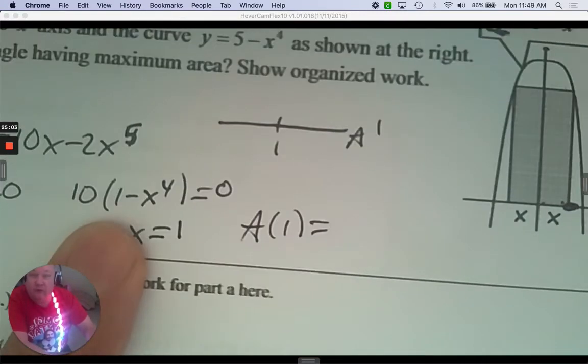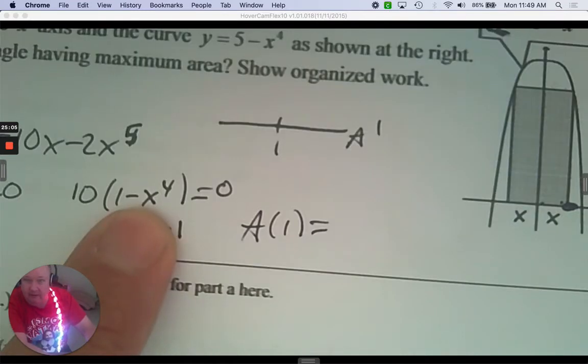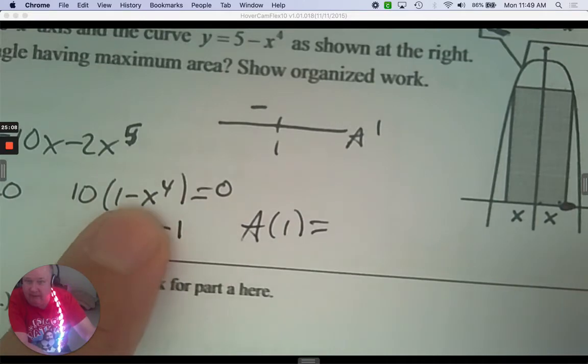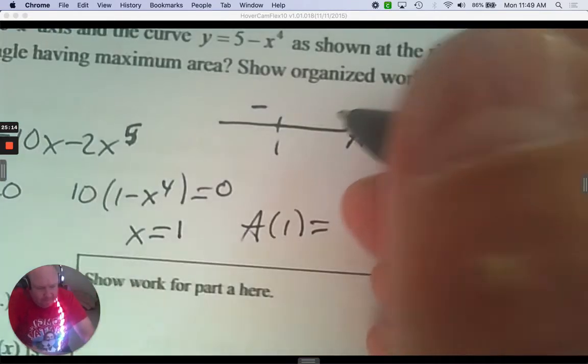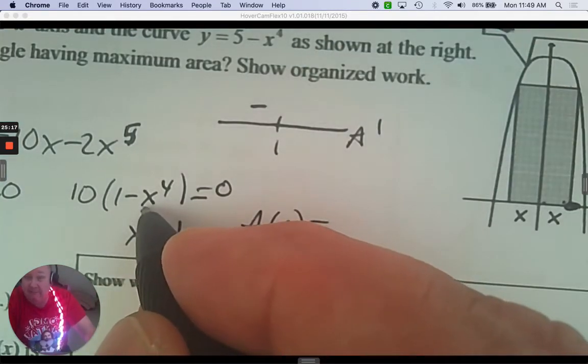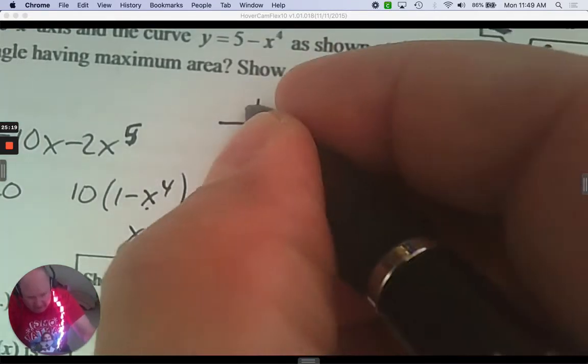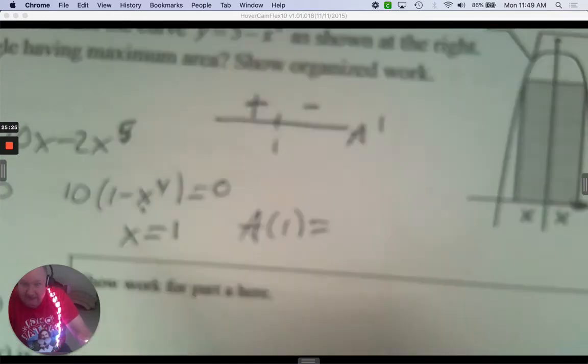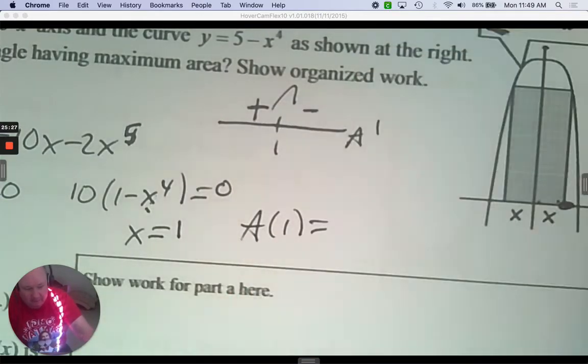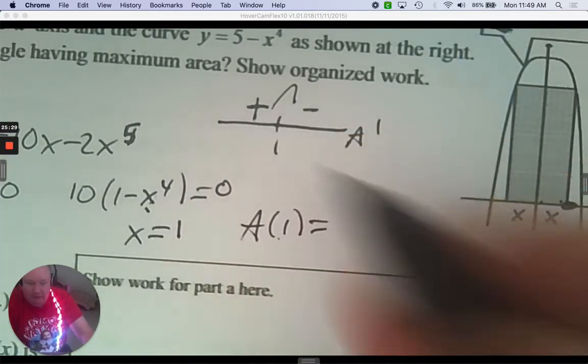So into the derivative, if I plugged in a half, that would give me a negative answer. And if I plugged in a number bigger than 1, like 1.5, that would give me a positive answer. Oh, wait a second. If I plug in a half, it will give me a positive answer. And if I plug in a number bigger than 1, it's going to give me a negative answer. That's all I was looking for. This creates a maximum. So 1 gives me a maximum area.